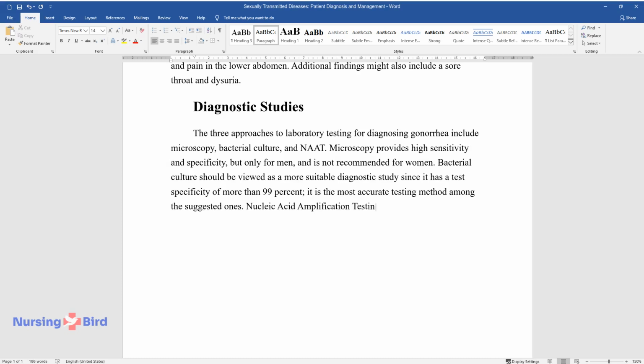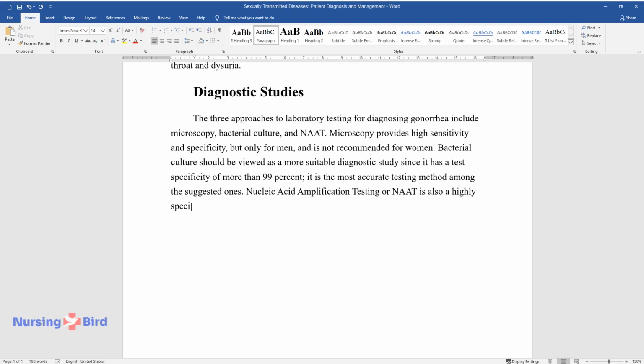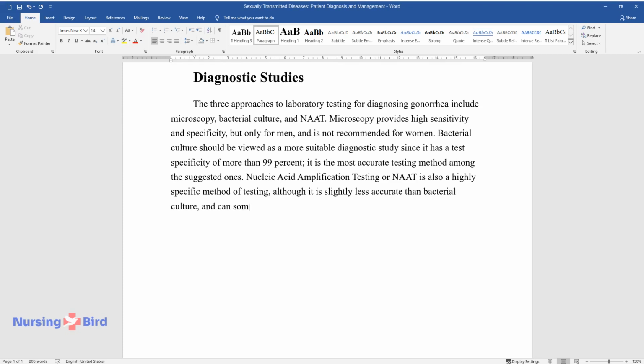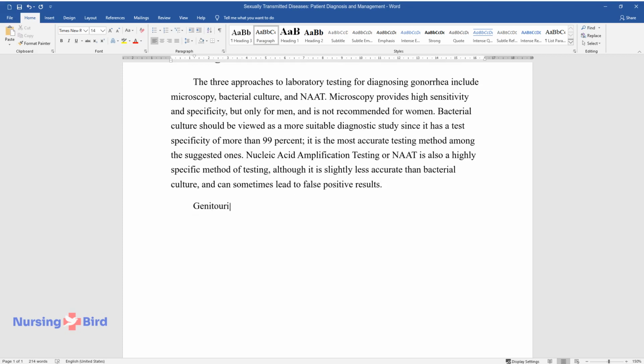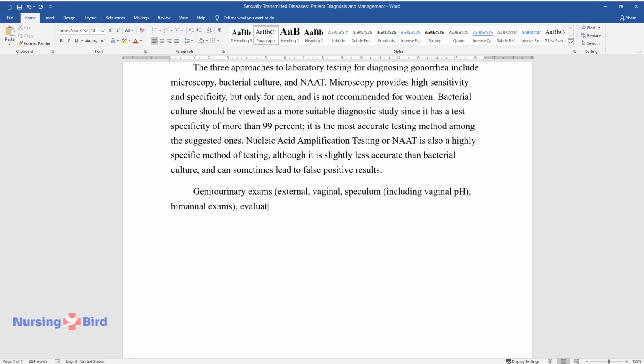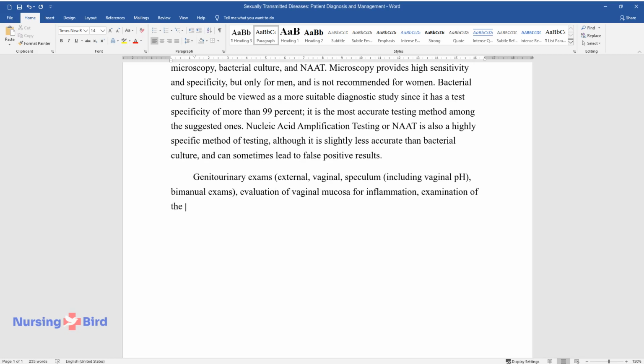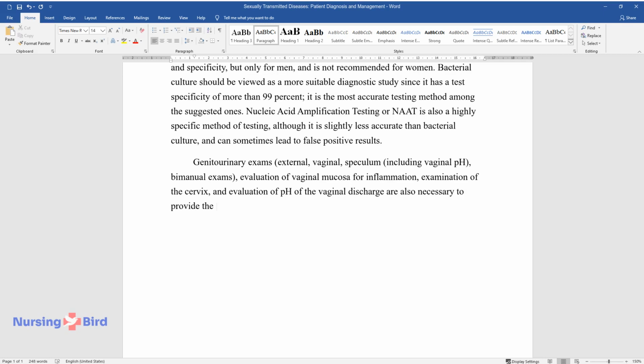Nucleic acid amplification testing, or NAAT, is also a highly specific method of testing, although it is slightly less accurate than bacterial culture, and can sometimes lead to false positive results. Genitourinary exams, external, vaginal, speculum, including vaginal pH, bimanual exams, evaluation of vaginal mucosa for inflammation, examination of the cervix, and evaluation of pH of the vaginal discharge are also necessary to provide the right diagnosis.